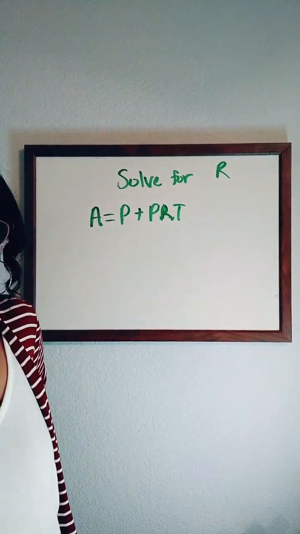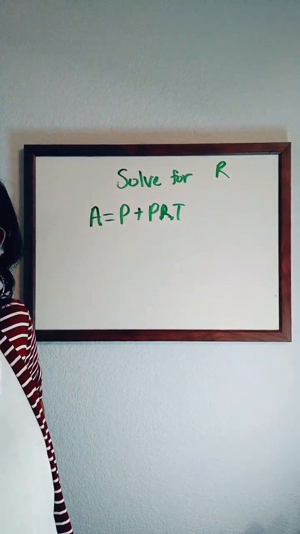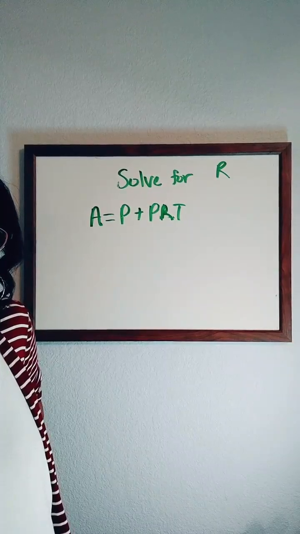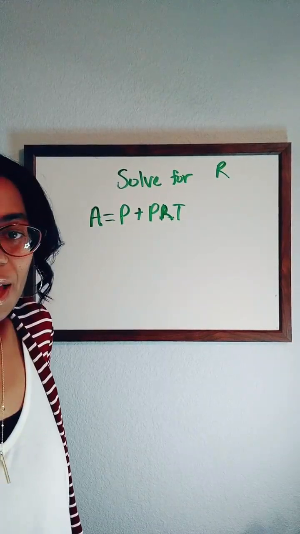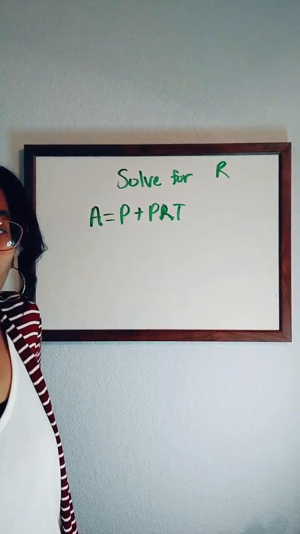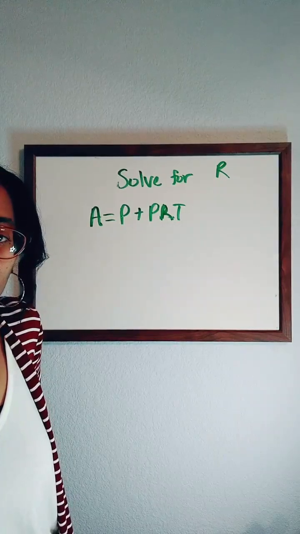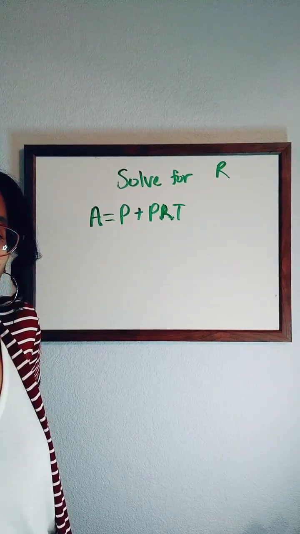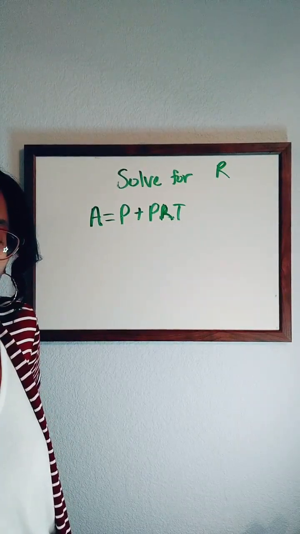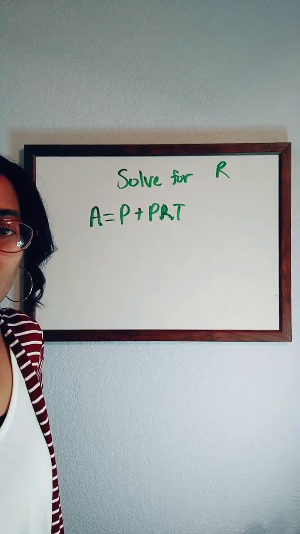Everybody's learning different things. All right, A is equal to P plus PRT, and we want to get R by itself. We want to get R by itself. So what are we going to do? A minus P equals PRT.